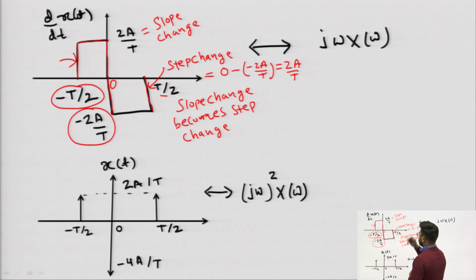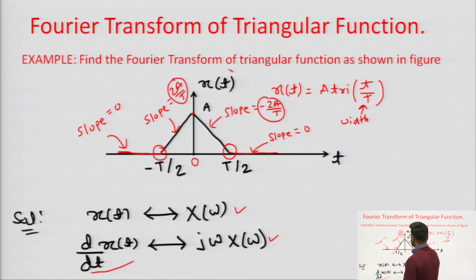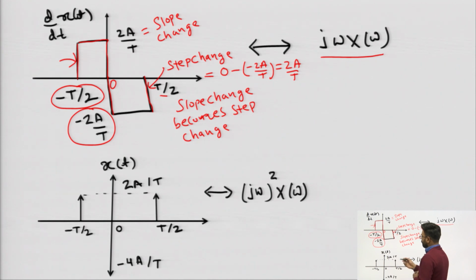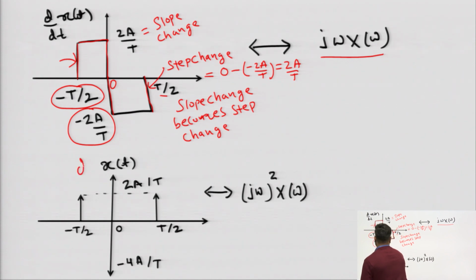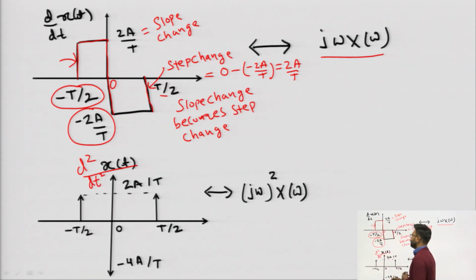So, if I find its Fourier transform, its differentiated value, according to property it will be j omega x omega. इसका Fourier transform किसके इक्वल होगा? j omega of x omega, where our real xt is this one. Now, we will again differentiate this. So, we will get d2 xt by dt square. Now, we will differentiate d by dt of xt again to get d2 xt by dt square.